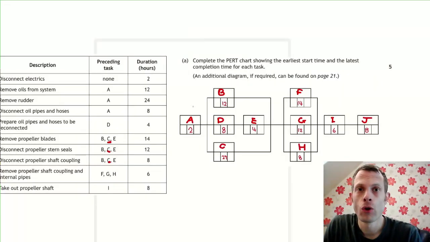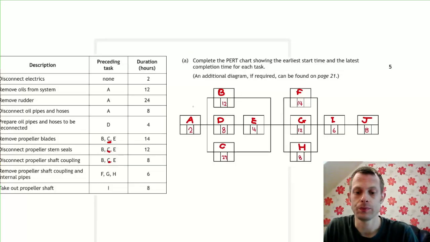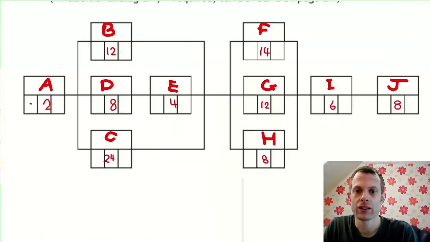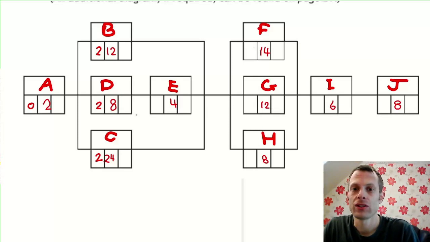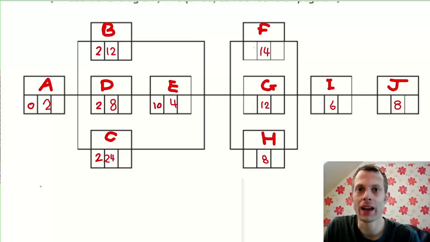Now we do the forward scan and then the backward scan. The forward scan is from left to right, and we use that to fill in the first box for each task, and that tells us the earliest possible time each task can start. So we always start at 0, in this case it's 0 hours, and then we work forward. So 0 plus 2 is 2, so now tasks B, D and C cannot start until after 2 hours. We can also do task E by doing 2 plus 8 is 10.